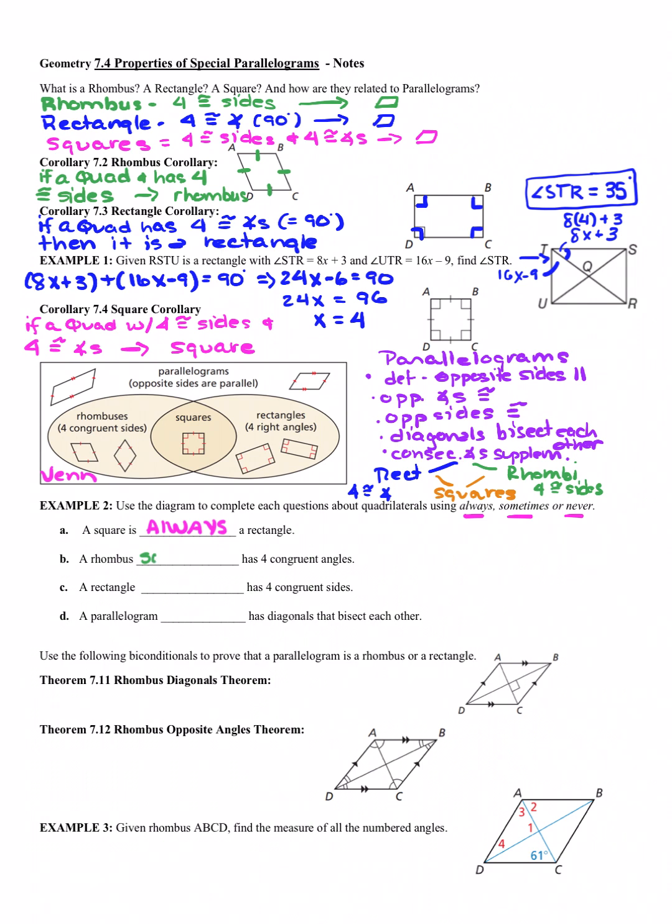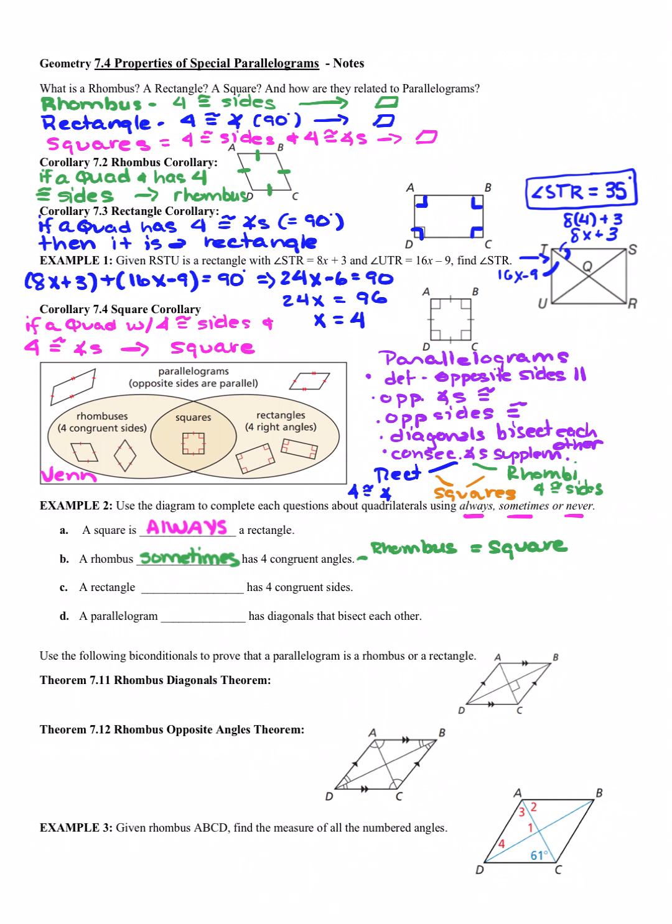A rhombus, does it always, sometimes, or never have four congruent angles? Here, what I would say is sometimes, because if the rhombus is a square, then that would be true. A square is also a rhombus. So if your rhombus happens to be a square, then it will have four congruent angles.